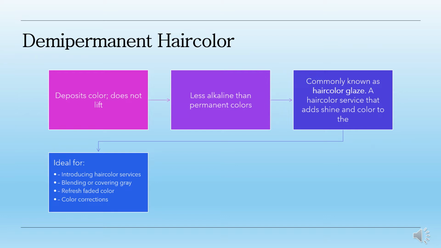It is used for introducing hair color services, blending gray or covering up gray, refreshing faded color, or color corrections. Demi-permanents can also be used as toners. They use only a 10 volume or less. That's what makes it less alkaline than a permanent color, because permanent colors use 20 volume and above.